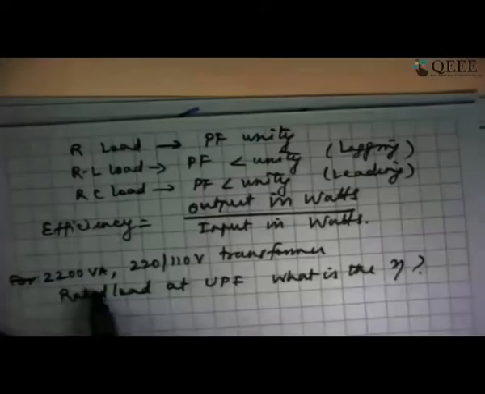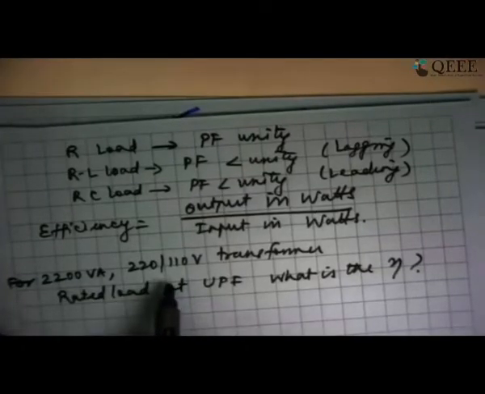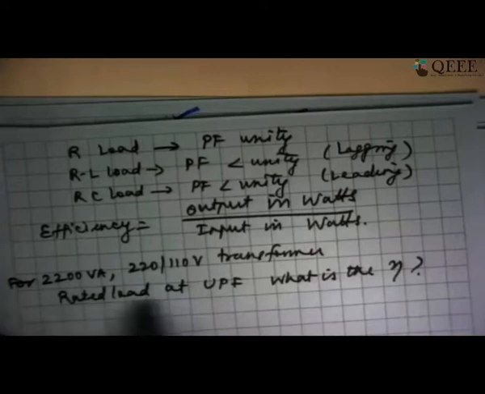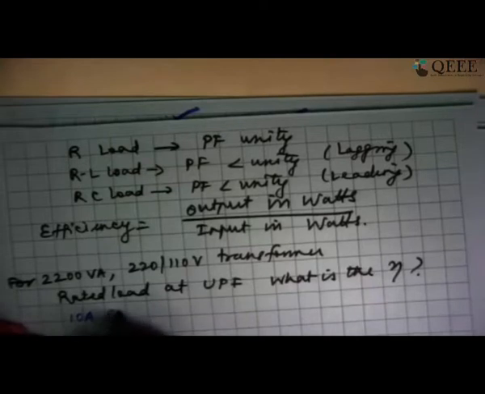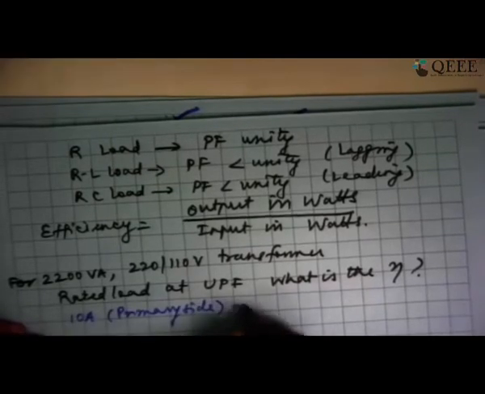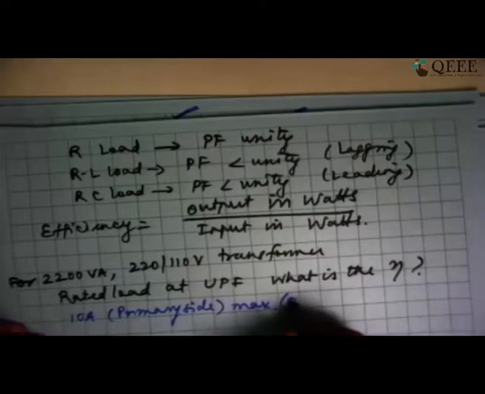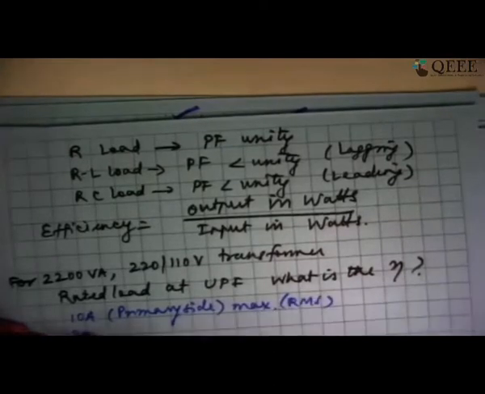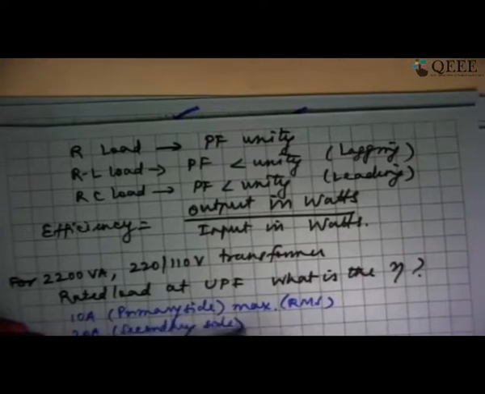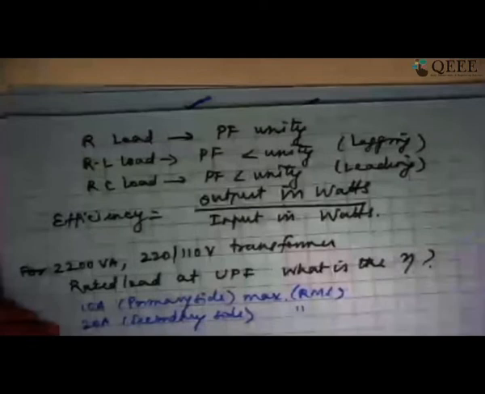So that's the reason why the rating is given in terms of kVA. It puts a limit on the maximum current deliverability for the transformer. For example, a 2200 VA, 220 by 110 volts transformer can deliver only 10 ampere from the primary side, maximum. This is the maximum current it can deliver, RMS. And similarly 20 amperes from the secondary side. So I am putting a limit on the maximum current that it can carry.